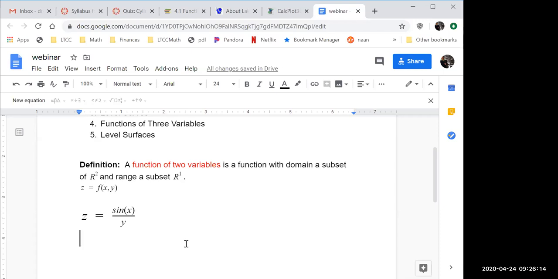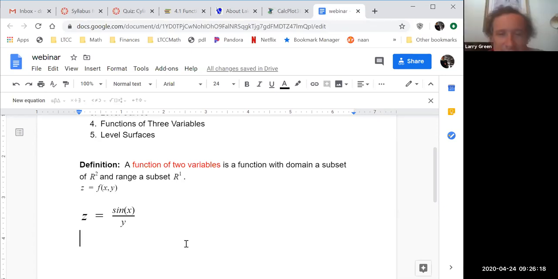Yeah, we can't plug in Y equals 0, for example. Right. And not even for example, that's what we can't plug in. That's the only thing we can't plug in is something with Y equals 0. So that's the domain. Let's make this normal now. The domain is not just R2, but it's a subset of R2, and that's what you need to be a function.